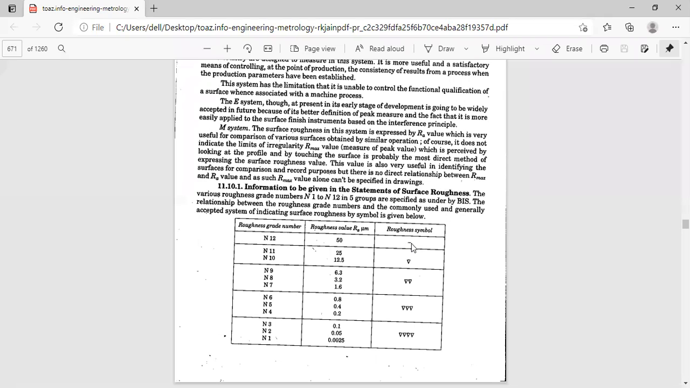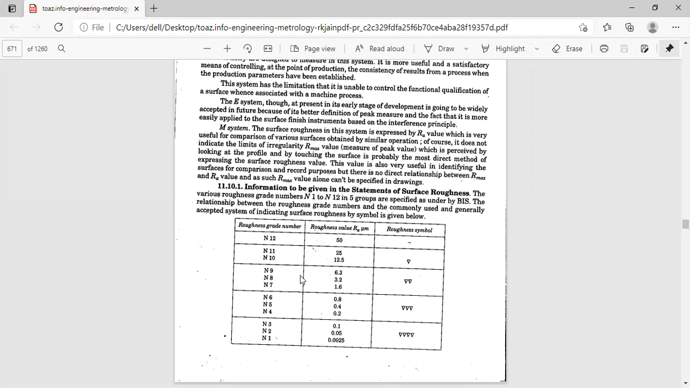So N11 and N10 are half of that: 50, half of that 25, and 12.5. So we have a single inverted triangle symbol. So we have to use a roughness symbol, just like the unit is Ra, and we have a symbol for that one. And for N9, N8, and N7, we have 6.3, 3.2, and 1.6, because half of 12.5 is 6.25. We are rounding off to 6.3, and half of 6.3 is 3.15, so 3.2, just like that.